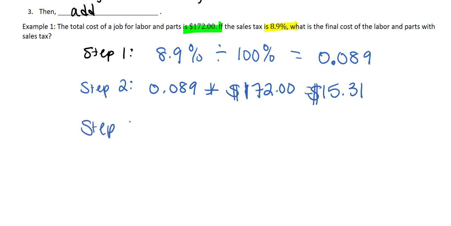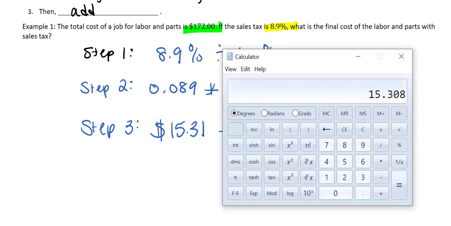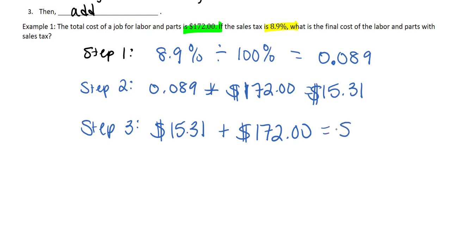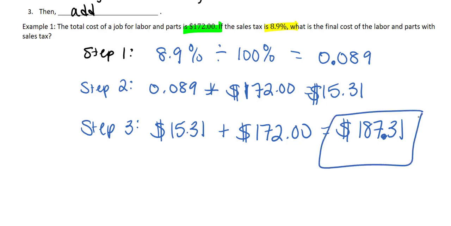And then step 3 is we're going to add this $15.31, so that's our tax, to the starting amount. So we're just going plus 172, and we got $187.31. And that would be our total. Now let's look at the second example.